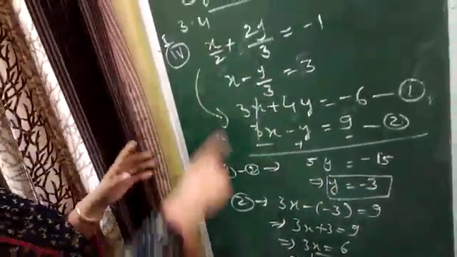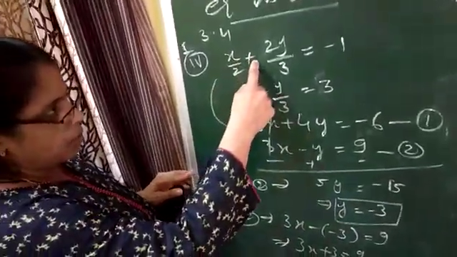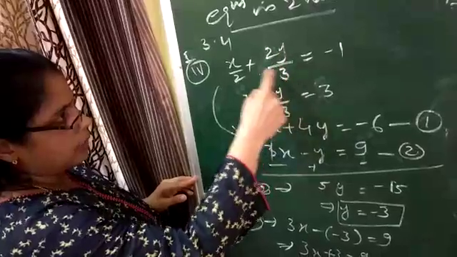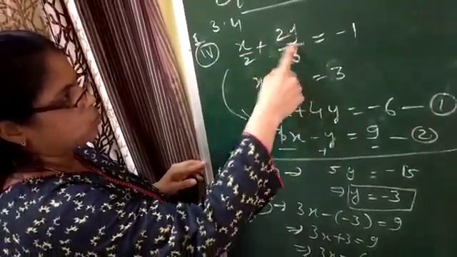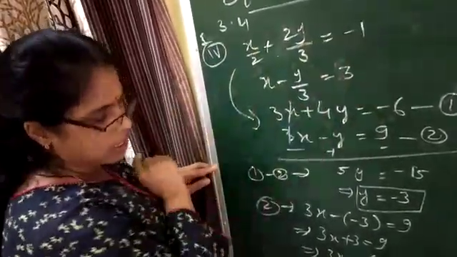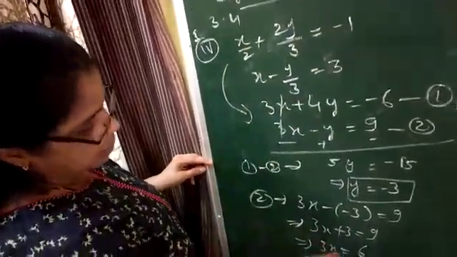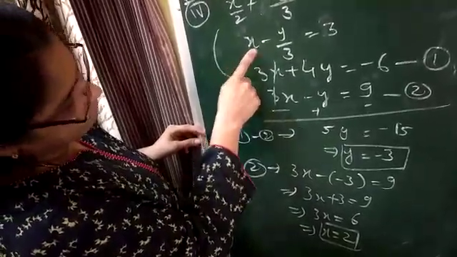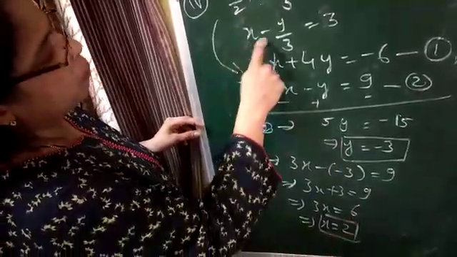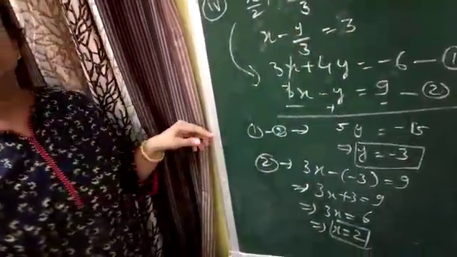Again you can check. 2 by 2, 1. 2 into minus 3 by 3. 1 plus 2 into minus 3 by 3 is minus 2. 1 minus 2 is minus 1. First equation is satisfying. What is the second equation? Second equation, x is 2. 2 minus 3 by 3. 2 plus 1 is 3. That is, both equations are satisfying.